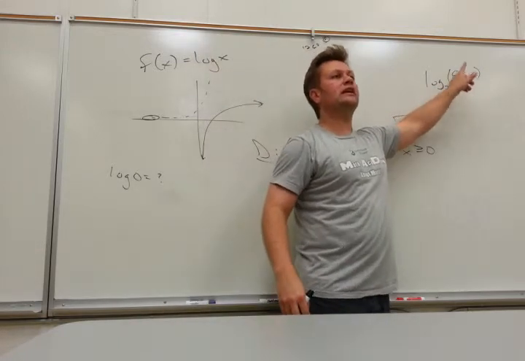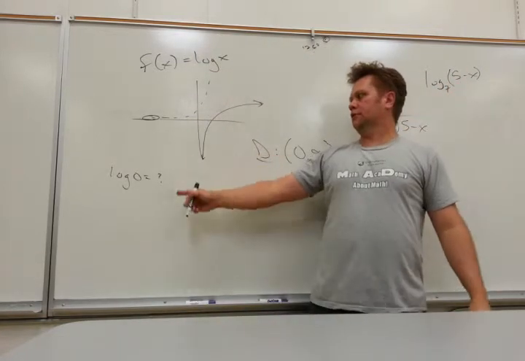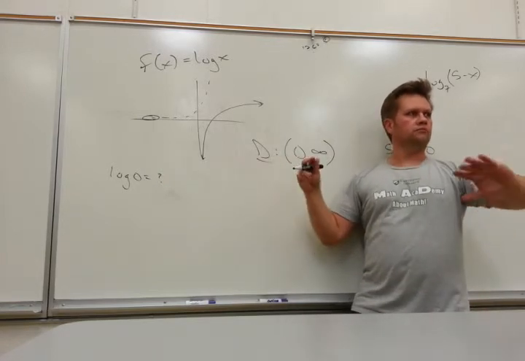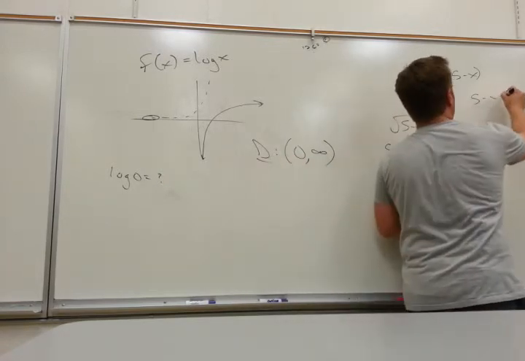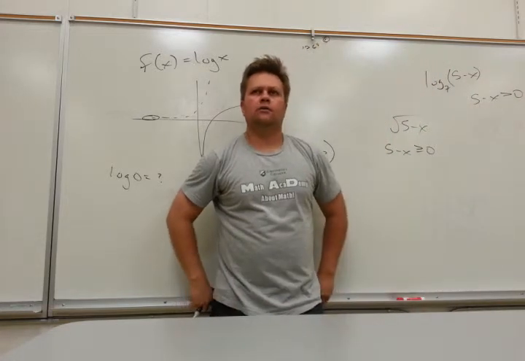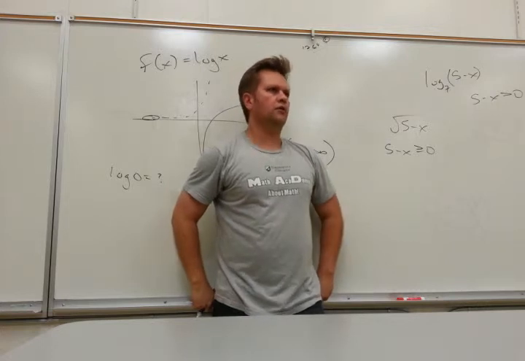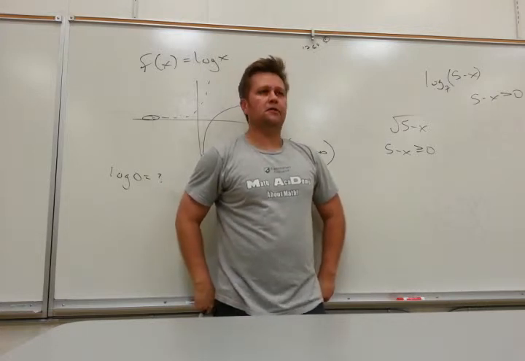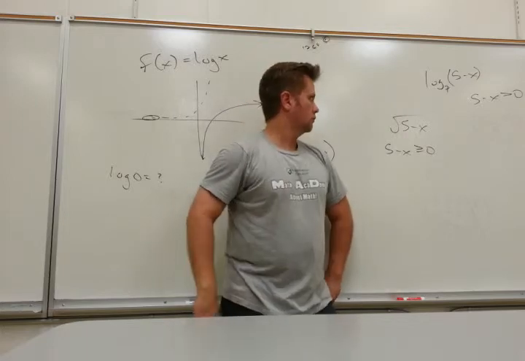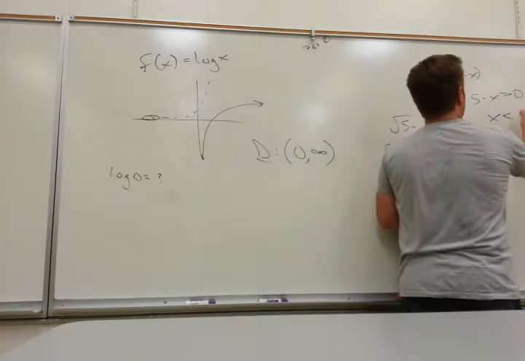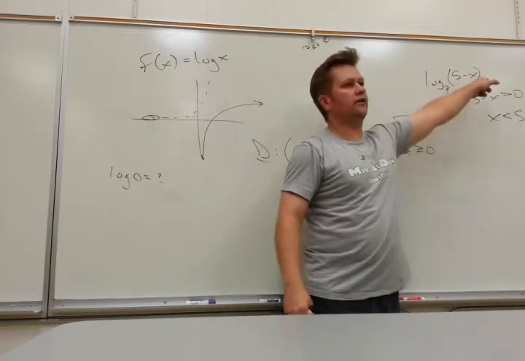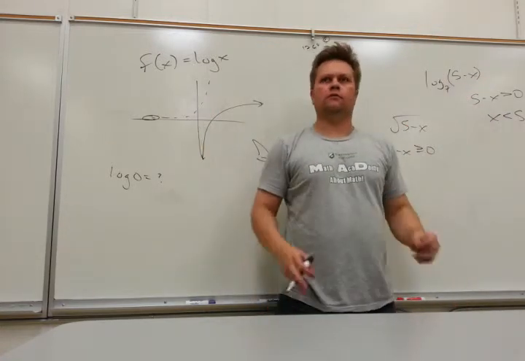What's got to be true about the inside of a logarithm? Greater than 0. So this would be 5 minus x greater than 0. So there are a lot of similarities between radicals and logarithms. It's almost the same, it's just that logs can't even handle 0. So you solve that, you get x has to be less than 5. Which makes sense. If x was bigger than 5, you'd get a negative number in there. It would freak out.